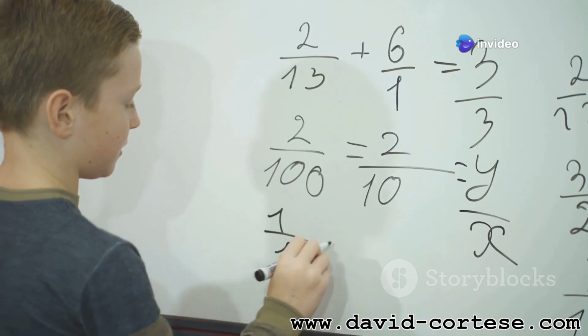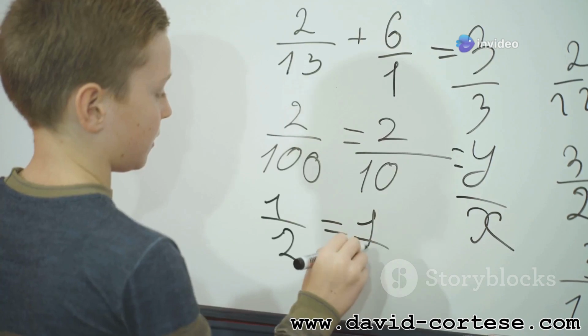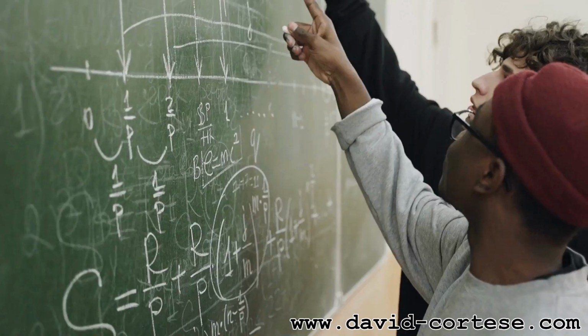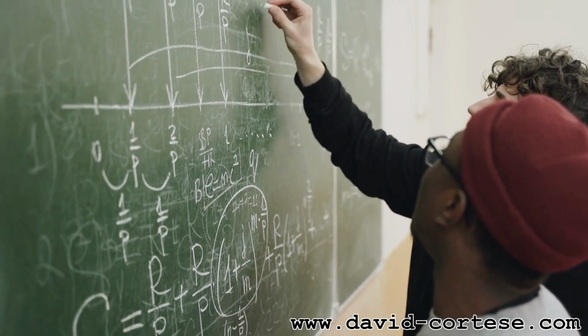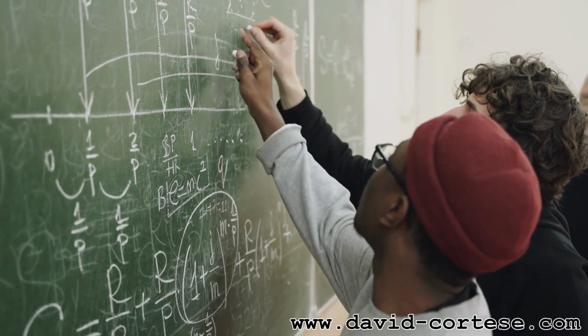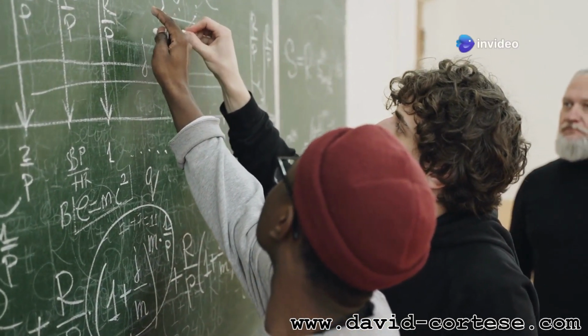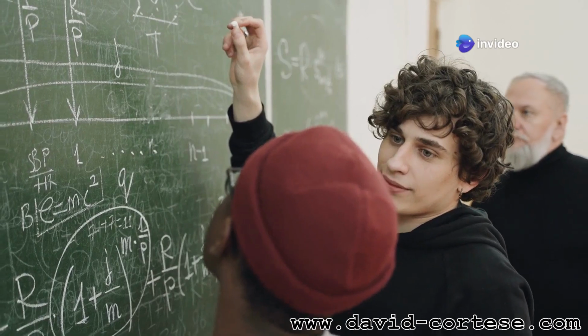2. Fractional coefficients. Don't be intimidated by fractional coefficients in the equation. You can multiply the entire equation by the least common multiple of the denominators to obtain an equation with integer coefficients, making the calculations easier.